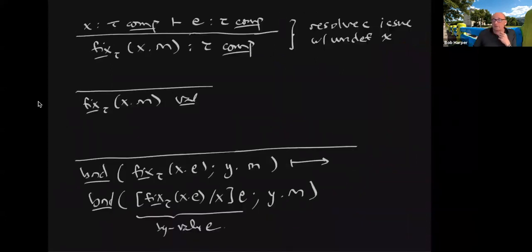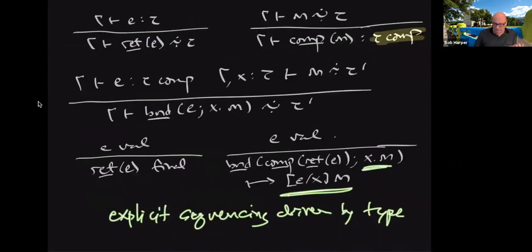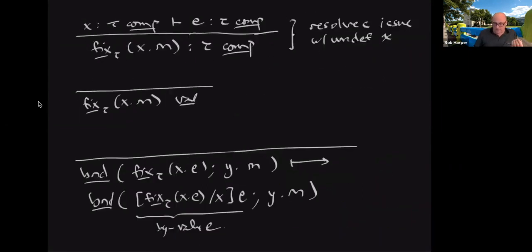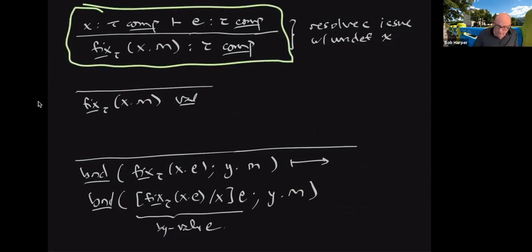Okay, so now let's come back to divergence. So far, I haven't written down anything that lets you write a loop. The thing that lets you write a loop is fix, and I'm going to reposition fix ever so slightly. It's not applicable uniformly for any type tau. It's applicable only to types that are of the form tau comp. That's the important thing. It's computations that are recursive, not values. That is the general idea.